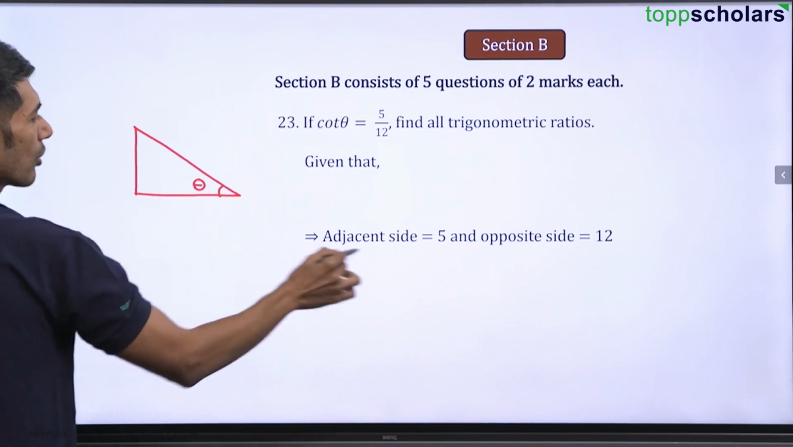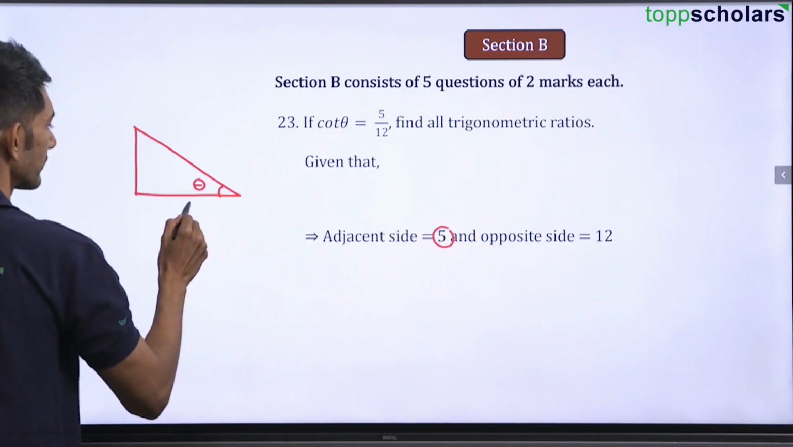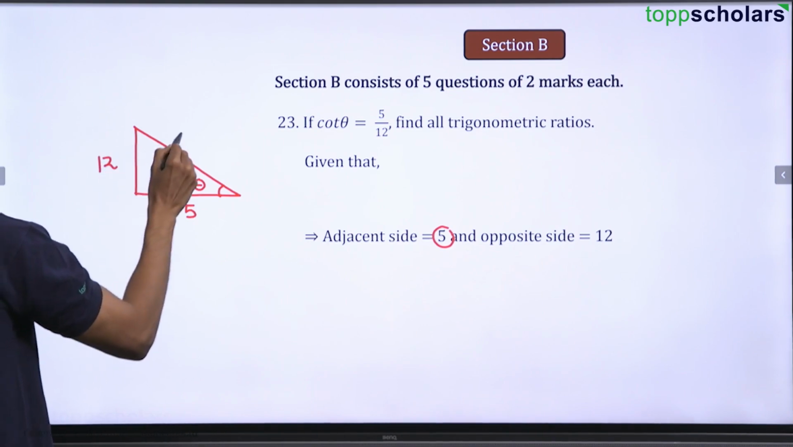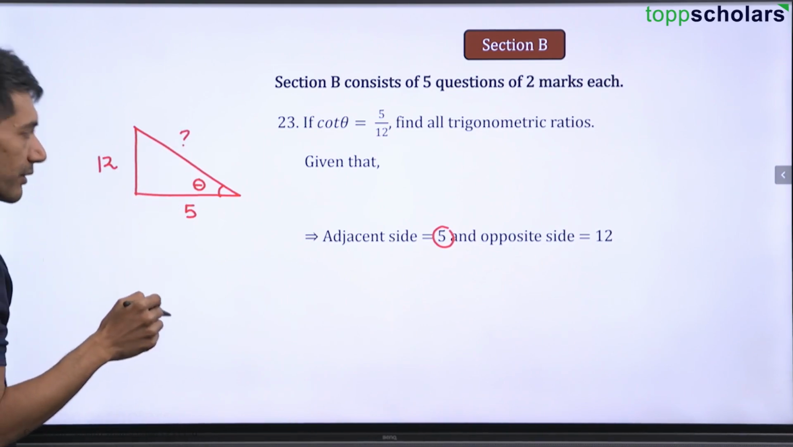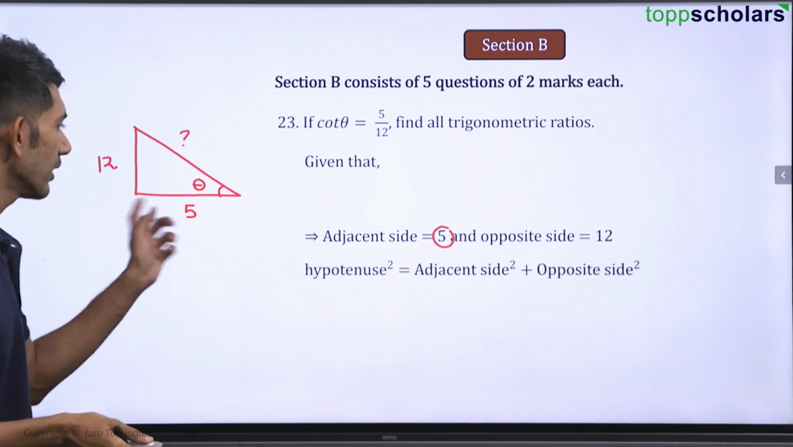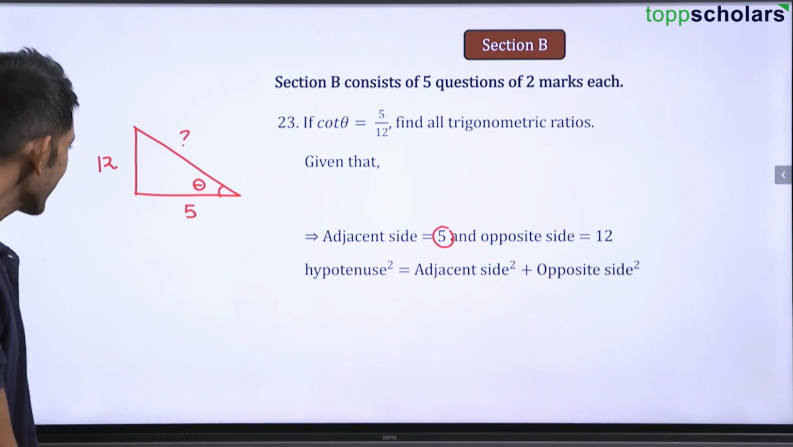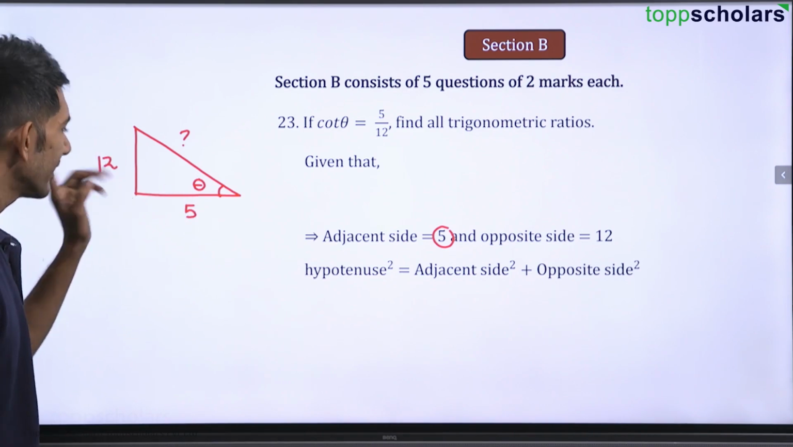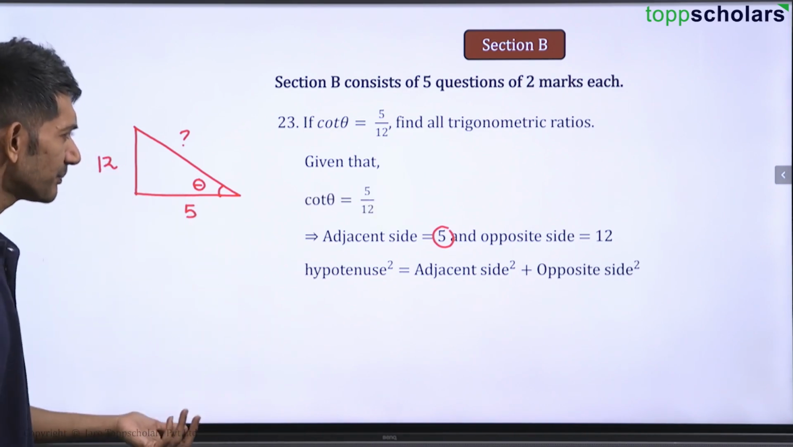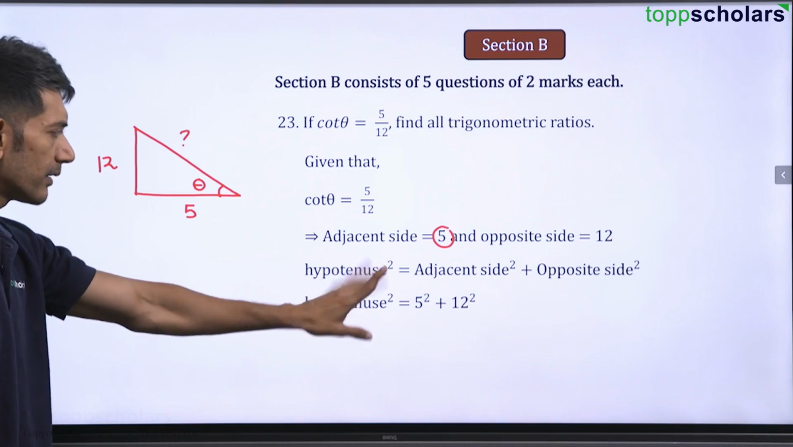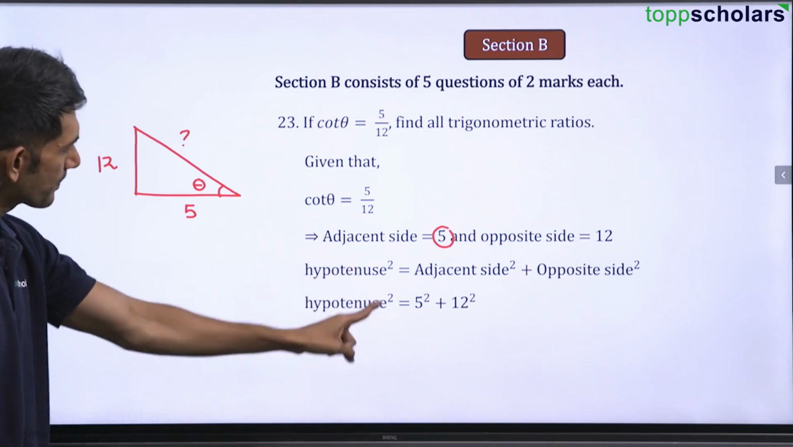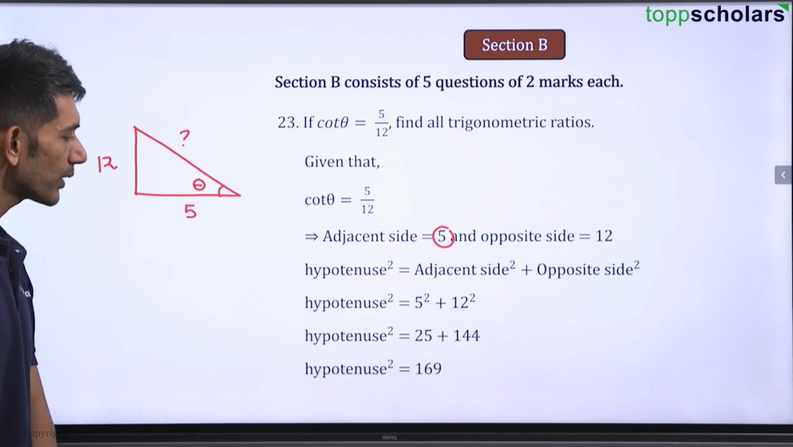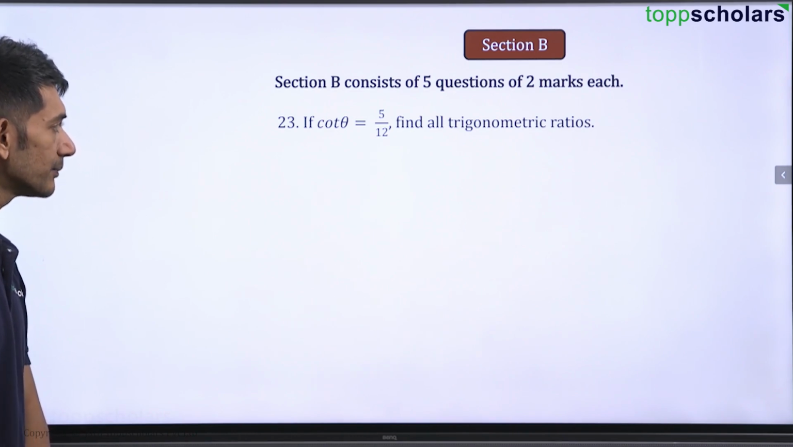What is cot? Cot is adjacent by opposite. So adjacent is 5, opposite is 12. Firstly, can I find out the hypotenuse? Yes, I can find out the hypotenuse by using Pythagoras theorem. Ideally, we should take a common multiple k here, that is 5k square, 12k square, but that's fine. We can do it directly as well. That is the right way of doing it, by the way. So 25 plus 144 is 169 and 169 square root is nothing but 13.